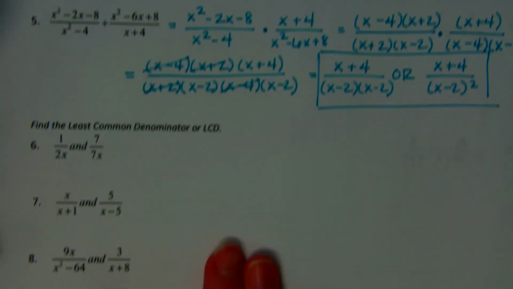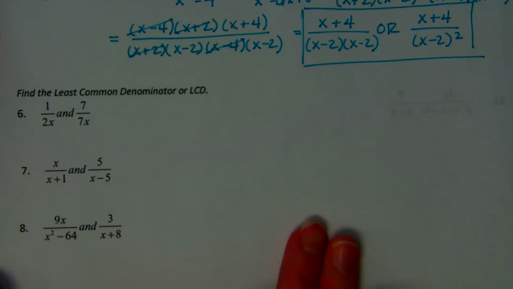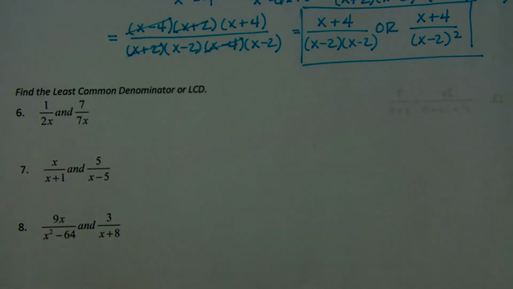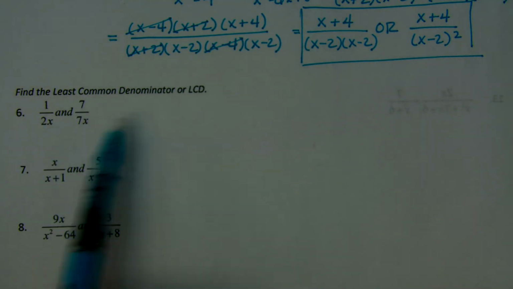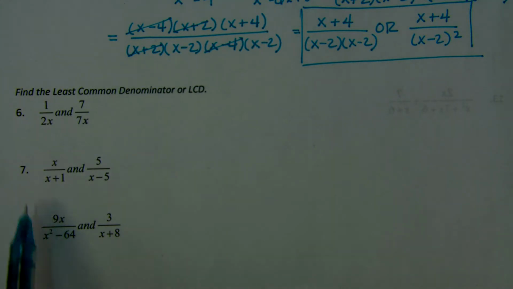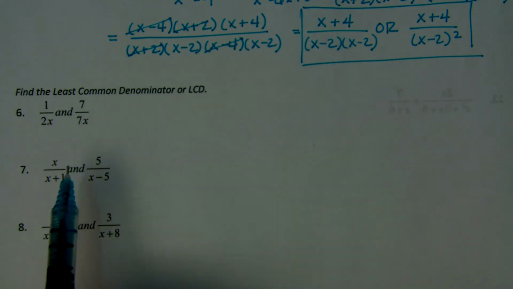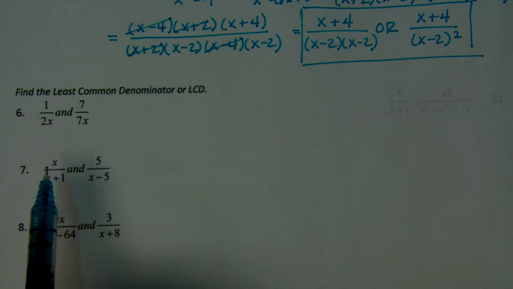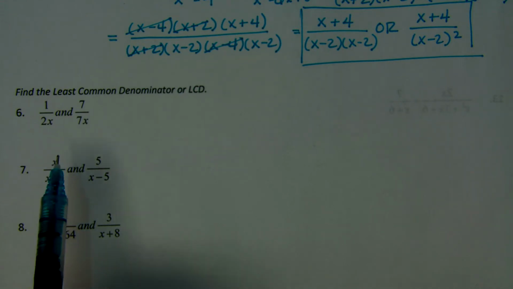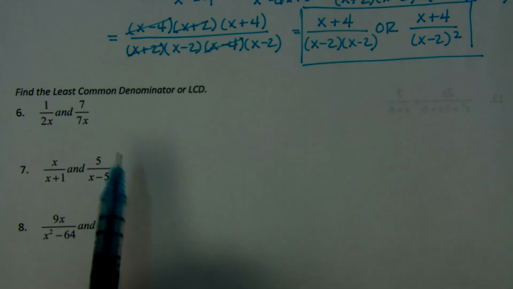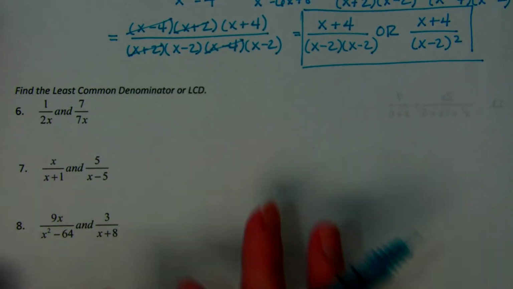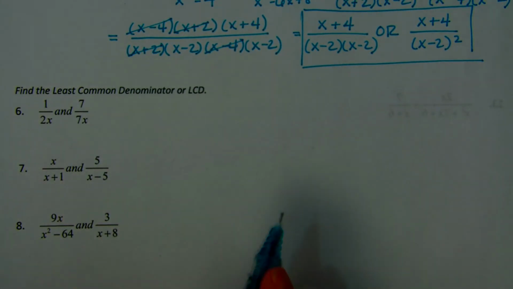All right. We're moving on to addition and subtraction. And when we do addition and subtraction, remember that you've got to find a common denominator. So these next problems have you finding the least common denominator. So we do that by identifying what the denominators have that is the same and then what they have that is different, because all of those things have to go into our least common denominator.